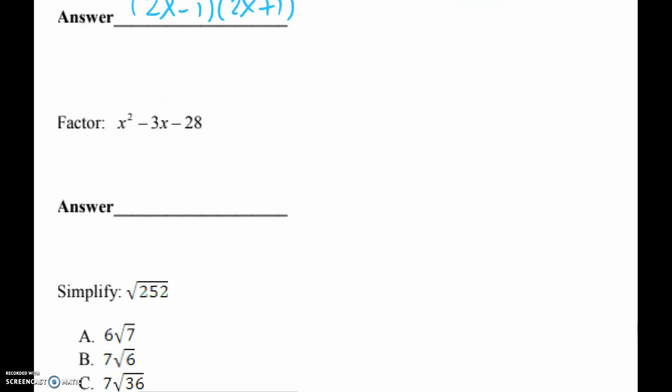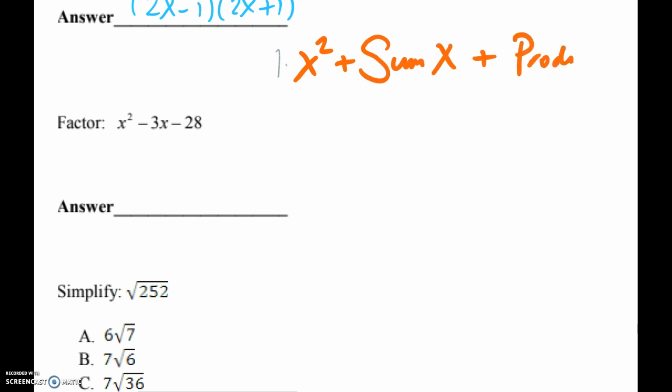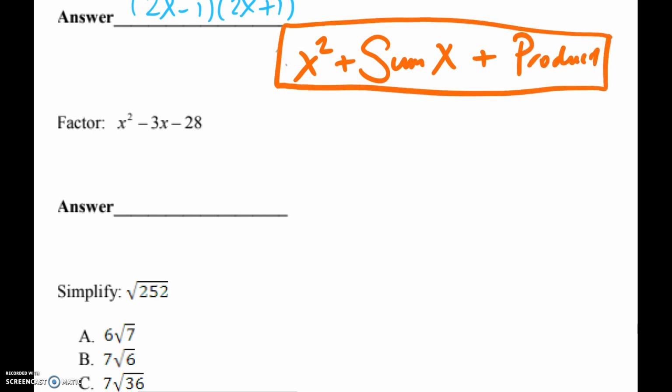Factor x squared minus 3x minus 28. Again, observe when the leading coefficient is 1, we don't write it, right? x squared plus, I want to write it exaggerated, like sum of x plus their product. So, tell me two numbers. Their product is negative 28 and sum is negative 3.